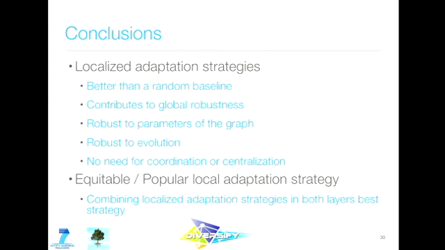So in essence, our conclusion is that our localized adaptation strategies are better than the random baseline, and better than not doing anything. We can definitely introduce local robustness, and the strategies are robust to parameters of the graph and to evolution. They use local information, so there's no need for a centralized overview. And we found that the equitable popular local adaptation strategy is the best: when both combine localized adaptation to look at the popularity of services, you do better than anything else.